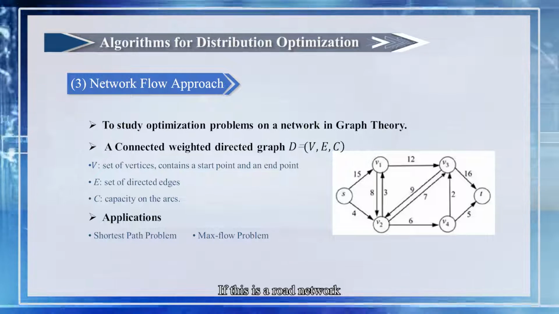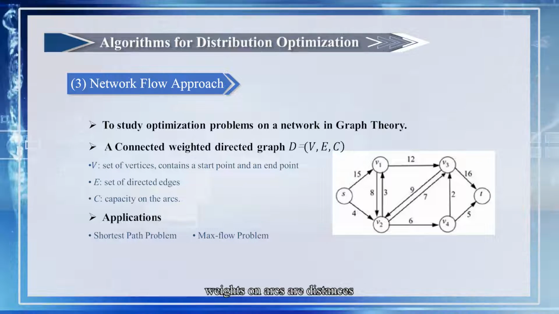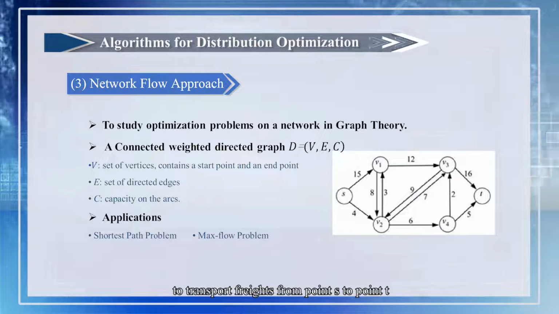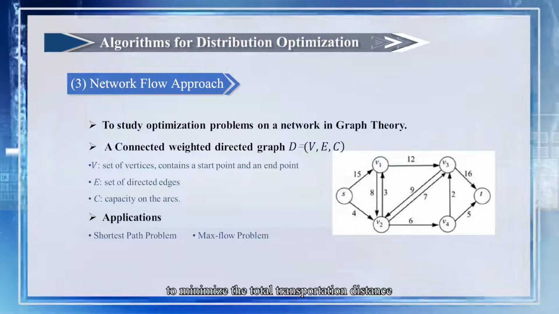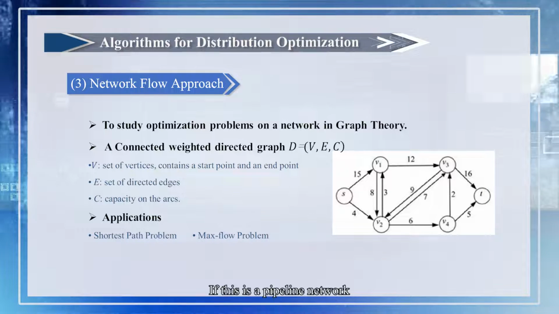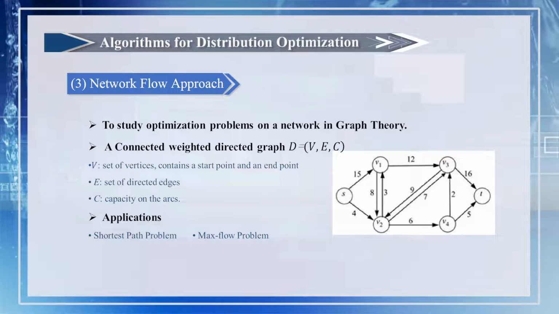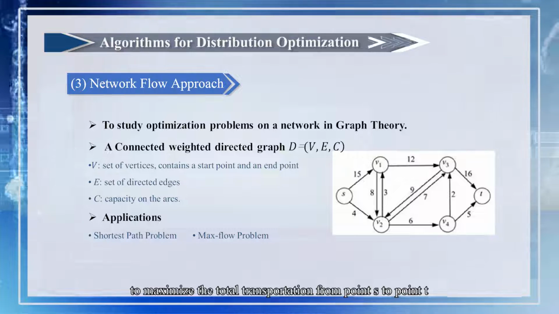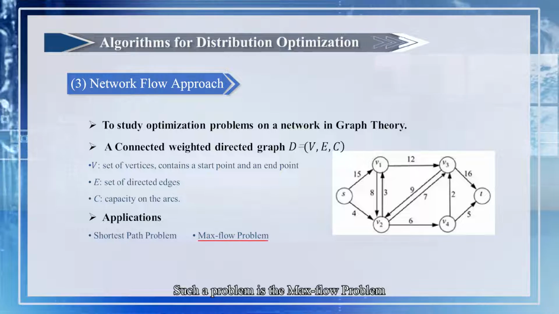If this is a road network, the vertices are cities, and weights on arcs are distances. The problem is which route should be chosen to transport freights from point S to point T to minimize the total transportation distance. Such a problem is the shortest path problem. If this is a pipeline network, then weights on arcs are maximal pipe throughputs. The problem is how to arrange the transportation line to maximize the total transportation from point S to point T. Such a problem is a max flow problem.